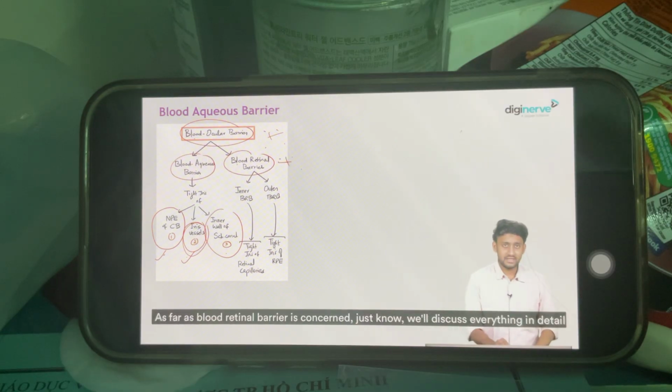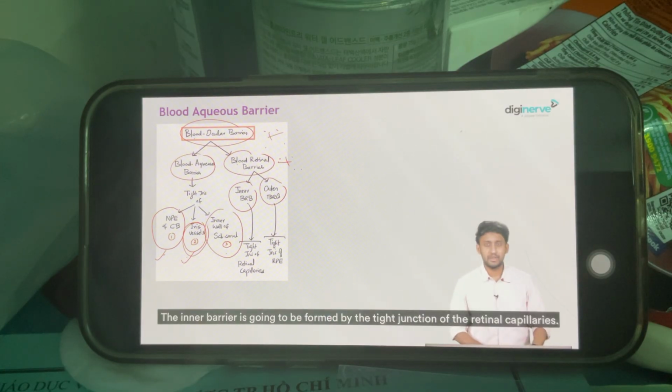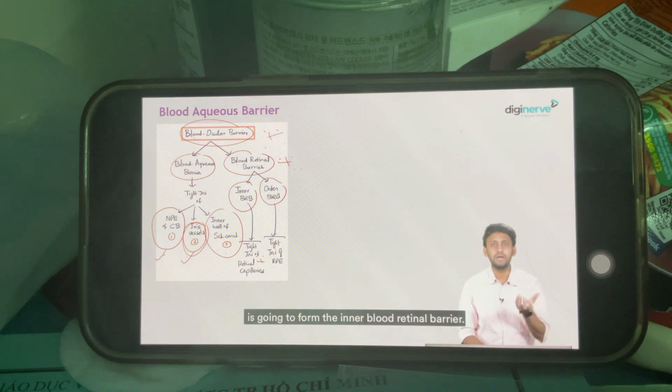As far as the blood-retinal barrier is concerned, just know we'll discuss everything in detail in the retinal anatomy. For now, just know there is an inner blood-retinal barrier and an outer blood-retinal barrier. The inner barrier is formed by the tight junctions of retinal capillaries. So like iris vessels, the retinal capillaries form these tight junctions, which form the inner blood-retinal barrier.